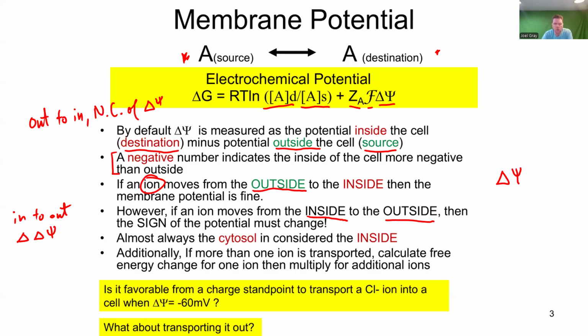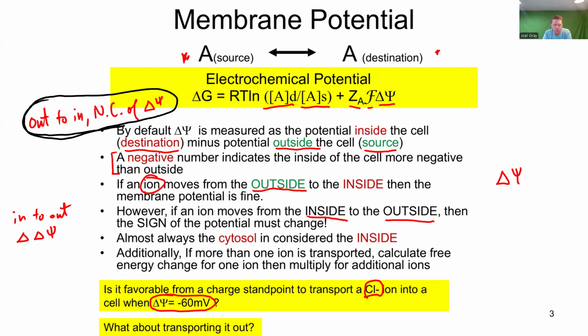Now, this question: is it favorable from a charge standpoint to transport a chloride ion into a cell with a delta psi of negative 60 millivolts? Okay, so there's our delta psi. Now let's think about this and apply what we just talked about. I'm going to go ahead and get a different colored pen so that I can keep track of this. My point was if I'm going from the outside in, then I'm not going to change delta psi.